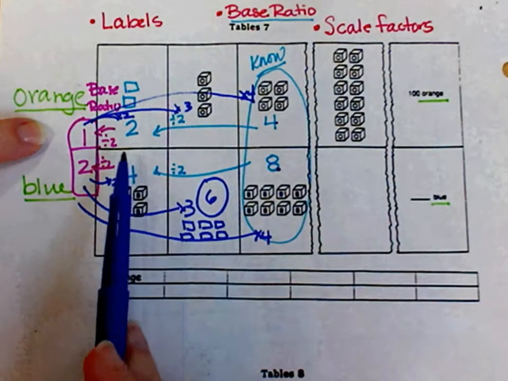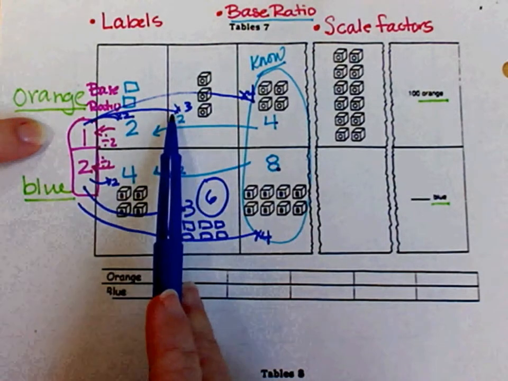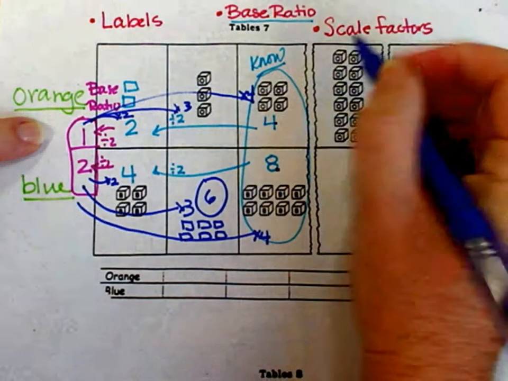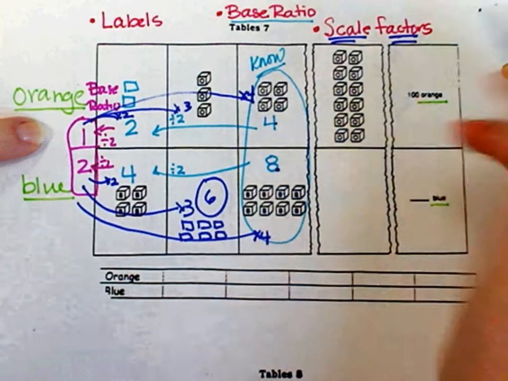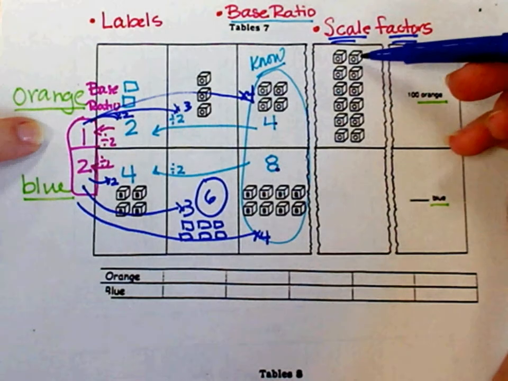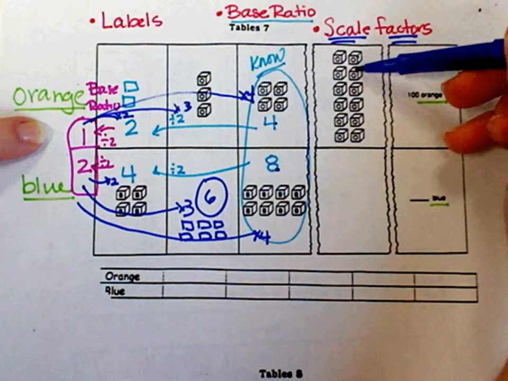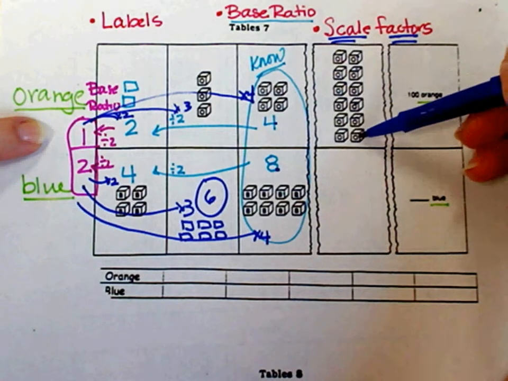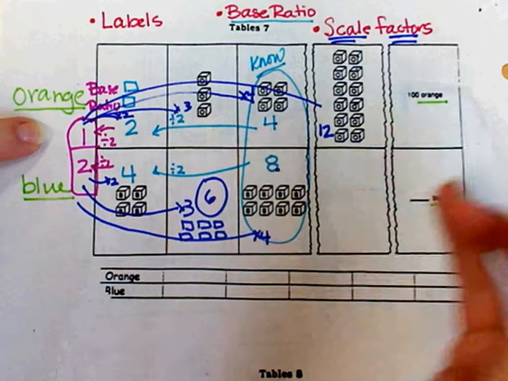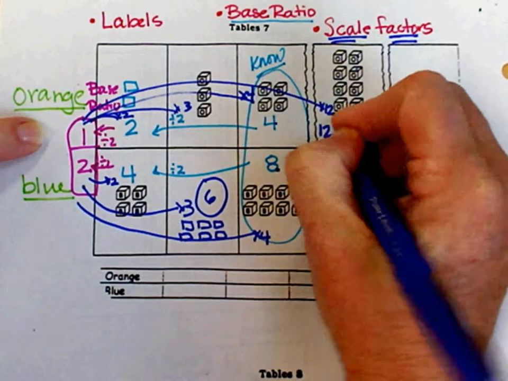This multiply by 2, multiply by 3, multiply by 4, all of those multiply bys are what we call scale factors. So I'm going to continue to use a scale factor. But before I do, I need to count these blocks over here to make sure I have a good number, which is 2, 4, 6, 8, 10, 12. And I'm going to ask myself, what can I multiply by 1 to get to 12? And we're going to multiply by 12.